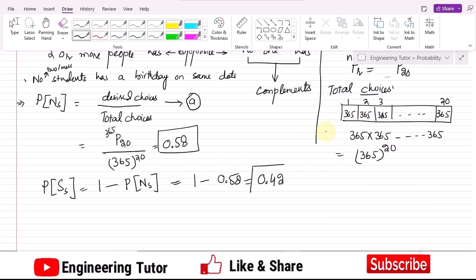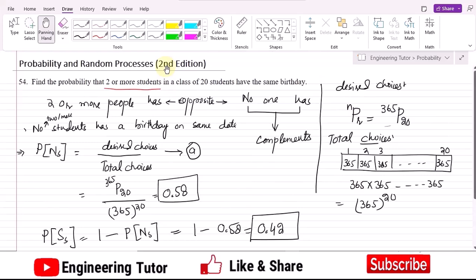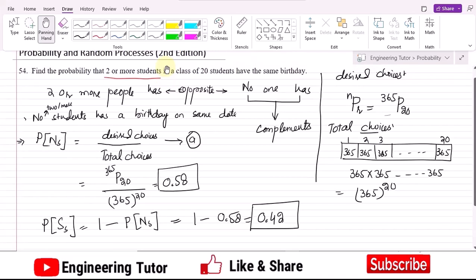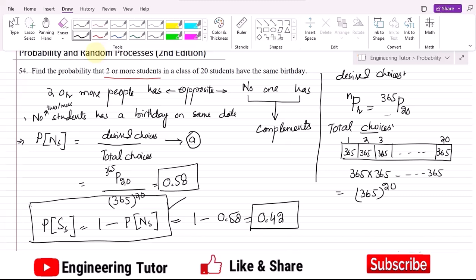So this is the chance that in a class of 20 students, two or more students will have a birthday on the same date. In this problem we have seen that if you get a question which involves many choices, you can use this very useful formula to reduce the number of choices by first finding the negative of that statement and then finding the positive statement by taking the complement.